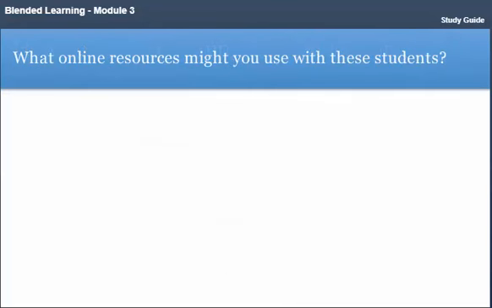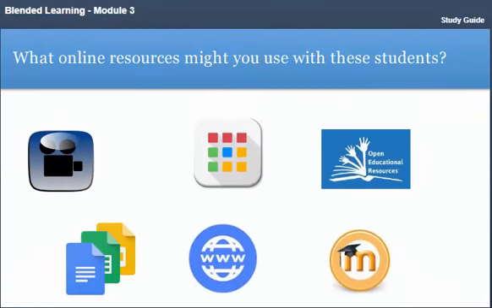Now that you've identified the students, let's think about the materials you might use with your students. As you know from the last module, blended learning includes students using online resources. Are there certain resources that you use already, or are there new ones that you think might be helpful to use with your students? Take some time and think about what online resources might be a good match for your students' skill level and goals.